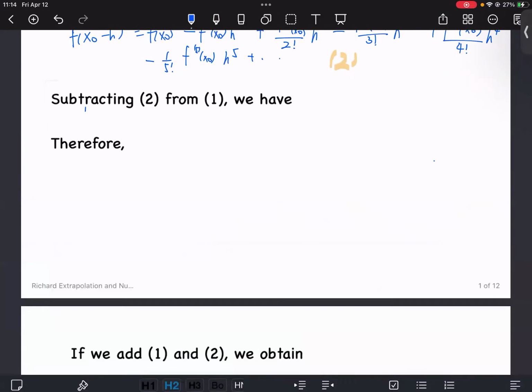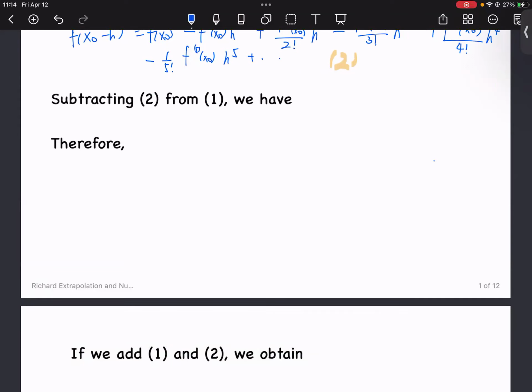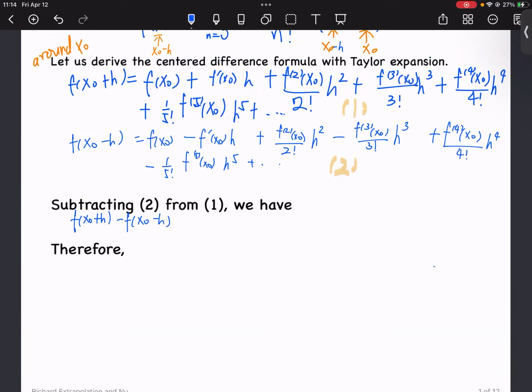I'm going to subtract the terms from equation 1, so I get f(x0 plus h) minus f(x0 minus h). If you take a look here, doing the subtractions, this is cancelled by this. But this is just a double f prime x0 h. And for the even order terms, they just cancel away, and for the odd order terms we just double the terms there.